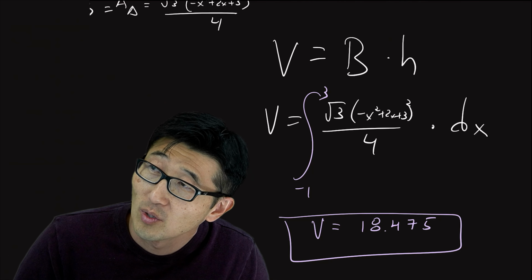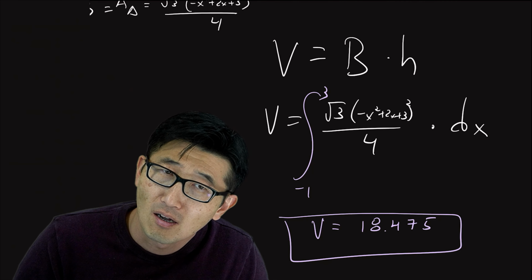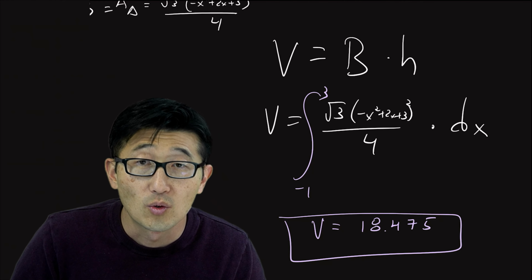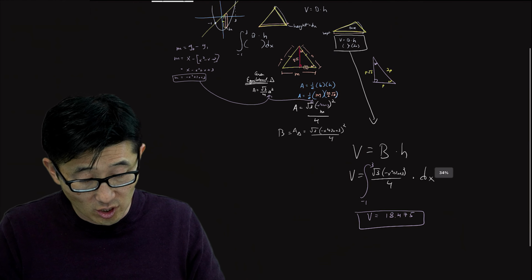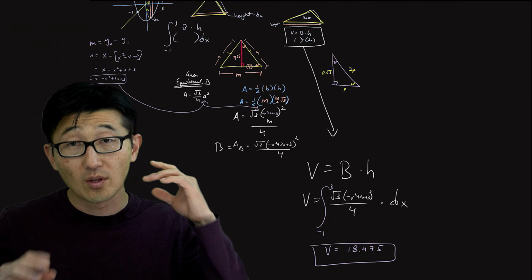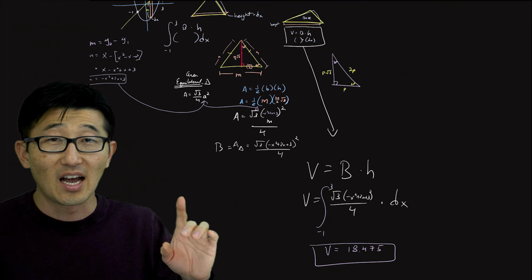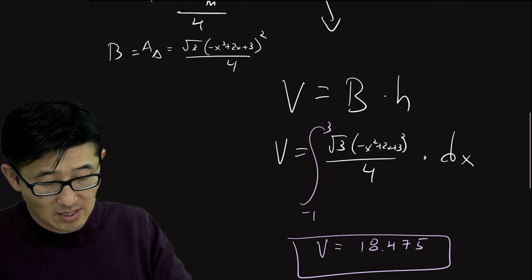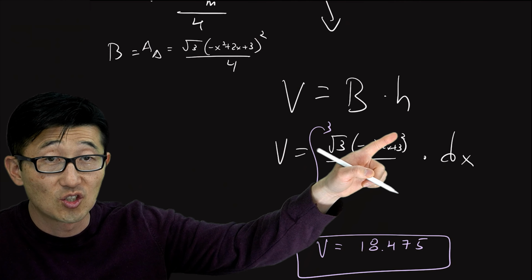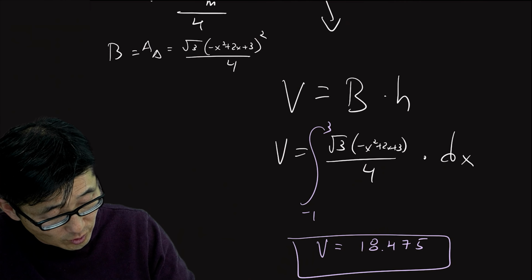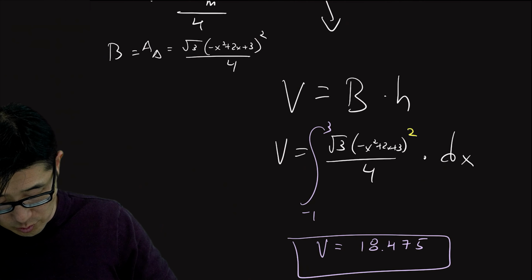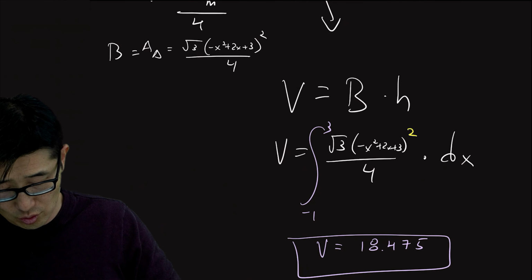Wait, am I looking at the wrong one? What number is this? 6. The answer is 14.78. What did I do wrong? Okay, so did I? Oh my goodness. I forgot. See, on my calculator, I did not include the square. Ooh, okay, so let me go back and edit this.